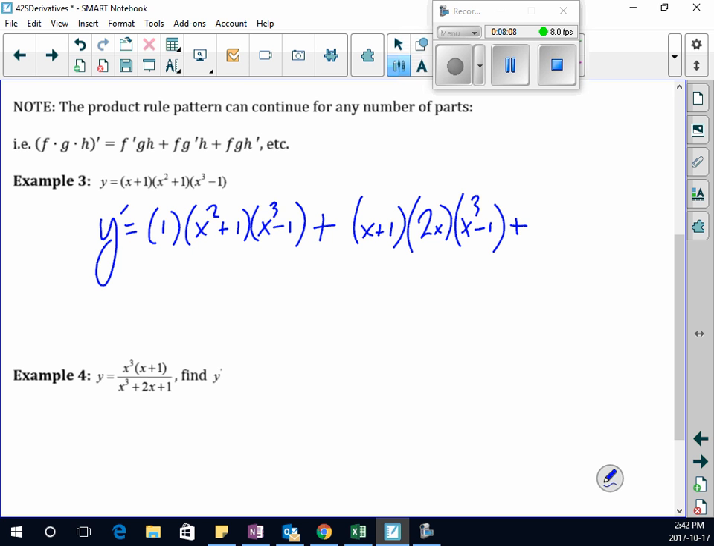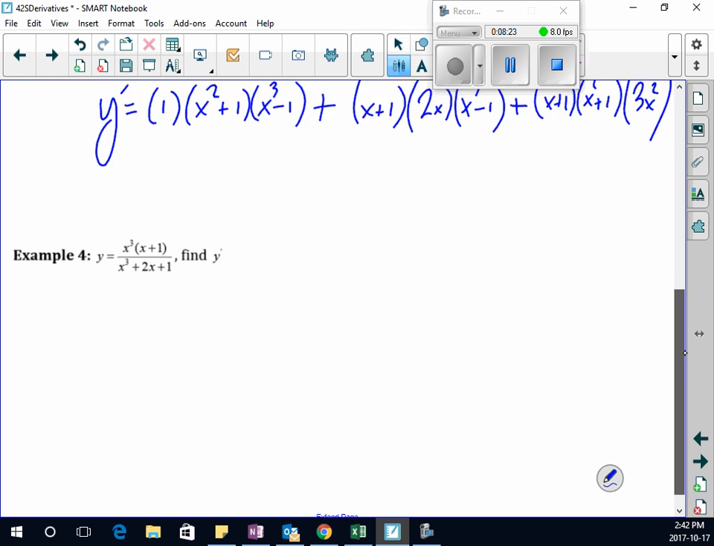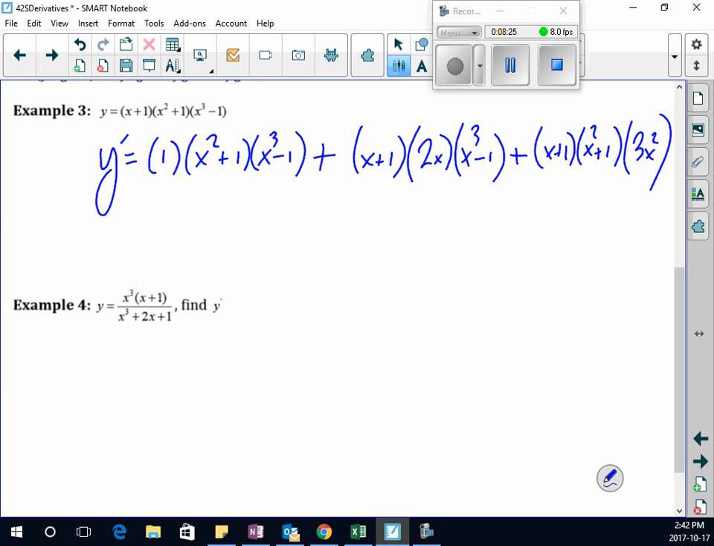Plus, now leave the first 2 alone. So it's going to be x plus 1, x squared plus 1. Now we're finding the derivative of the third. What's that? 3x to the power 2. We're done. Beautiful. Uh-oh. What do we do in example 4?